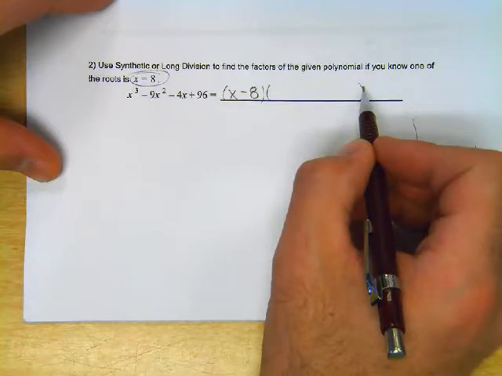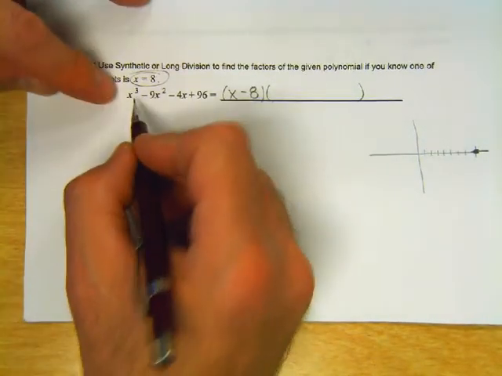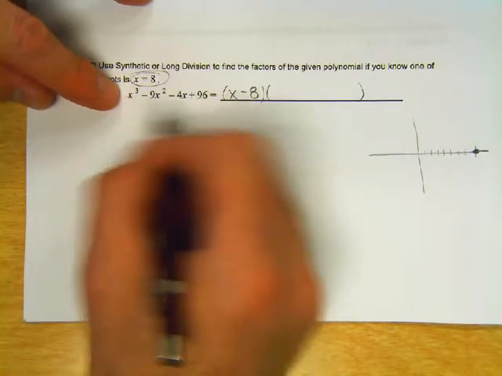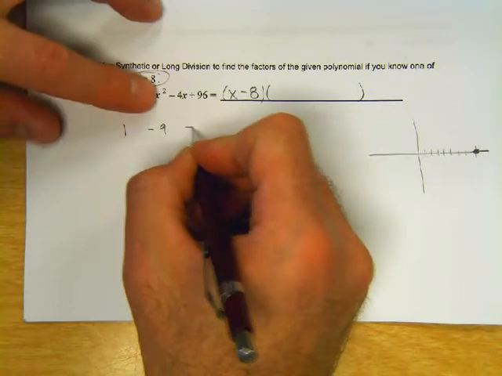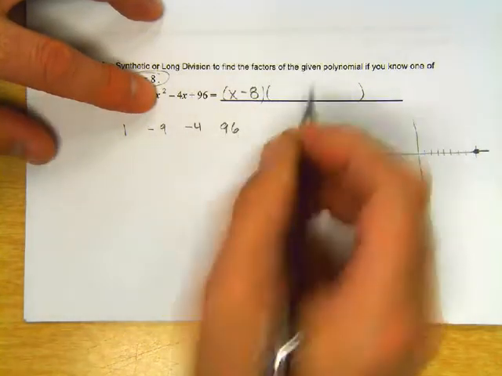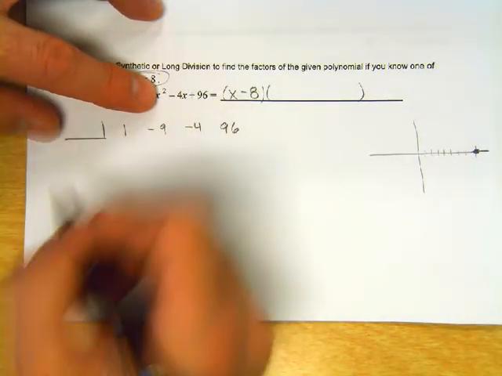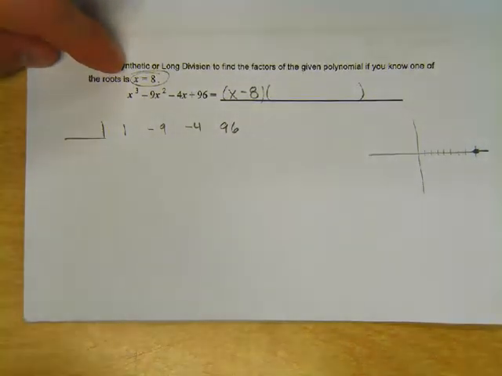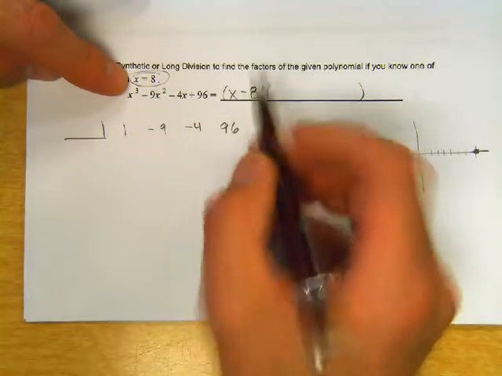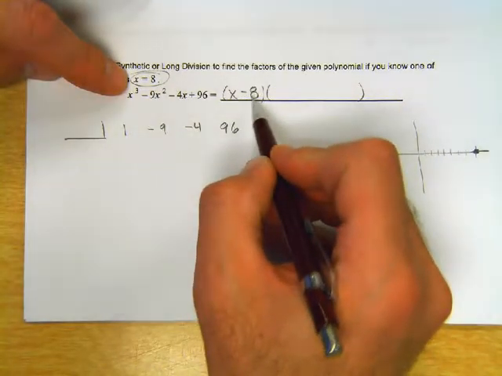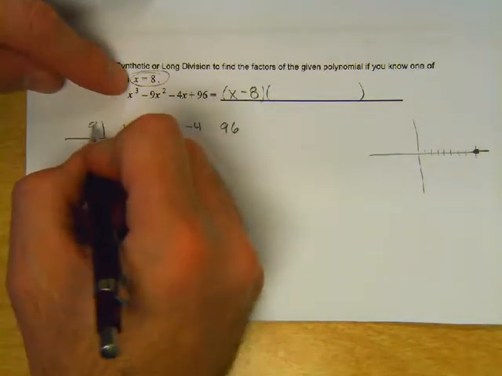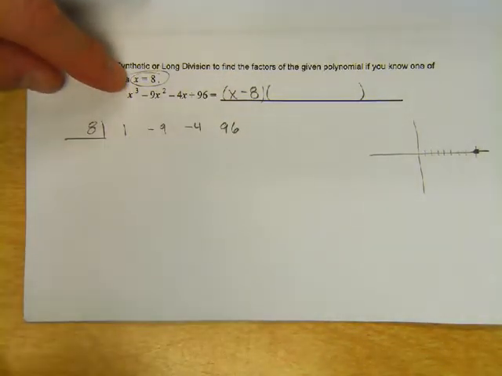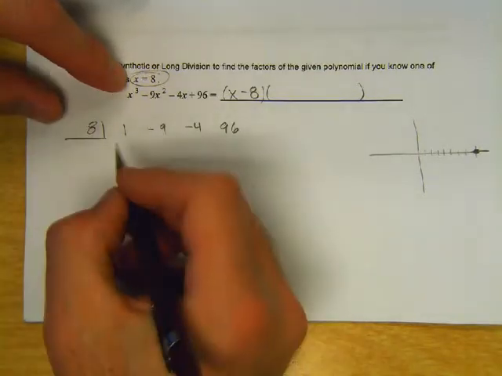Okay, so let's set up this cubic for synthetic division with the coefficients 1, minus 9, minus 4, and 96. Now, here's where many students get confused. The root is 8. The linear binomial is x minus 8. What do we divide by? Positive 8. We divide by the root. Excellent.